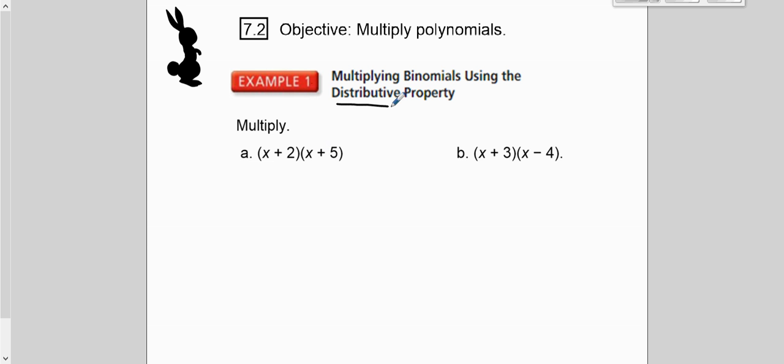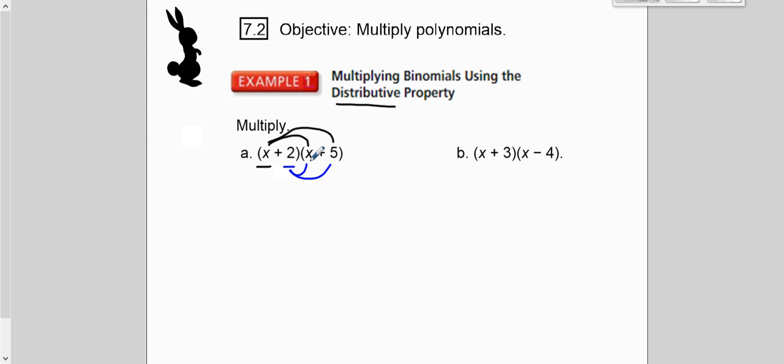All right, we're going to focus on the distributive property. X plus 2 is being multiplied by x plus 5. So we need to multiply x by both things in the other set of parentheses. Then we will multiply the 2 by both things in the second set of parentheses. All right, here we go.